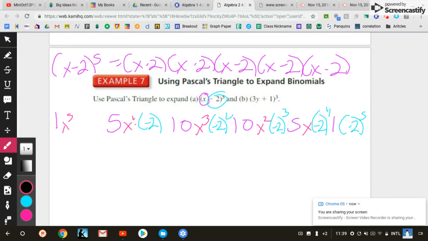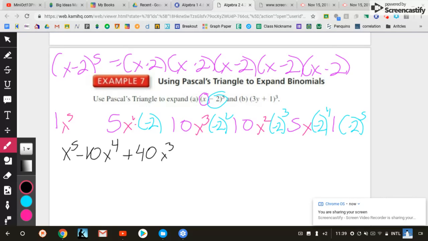So my first term, I have 1 times x to the 5th, which is just x to the 5th. Then I have 5 times negative 2, which is negative 10, and I have an x to the 4th. Moving in, I have negative 2 squared, which would be a positive 4, and then multiply that times 10. So that's going to be 40 x cubed.